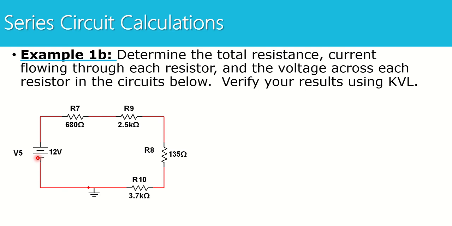Let's do another one. This is example 1b in your notes. We're going to find all the same values: total resistance, current flowing through each resistor, voltage for each resistor, and then we're going to verify our results using KVL. So now I have 4 resistors, and they are in series because I see that there is only one path.